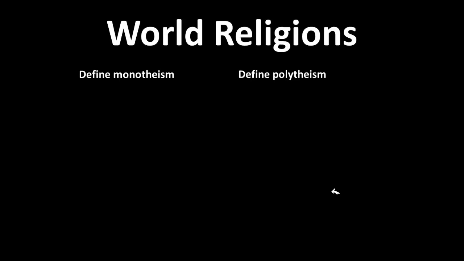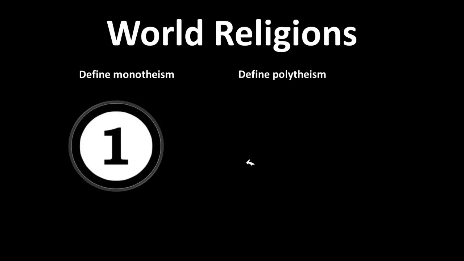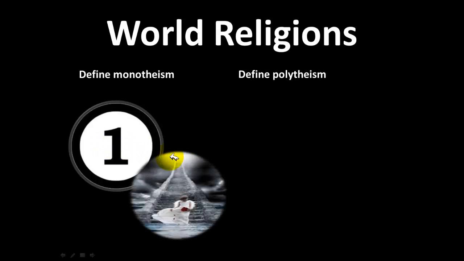So now that we know about mono and poly, we have to define the words monotheism and polytheism. When we say monotheism, these are religions where people believe in one God, one higher power.